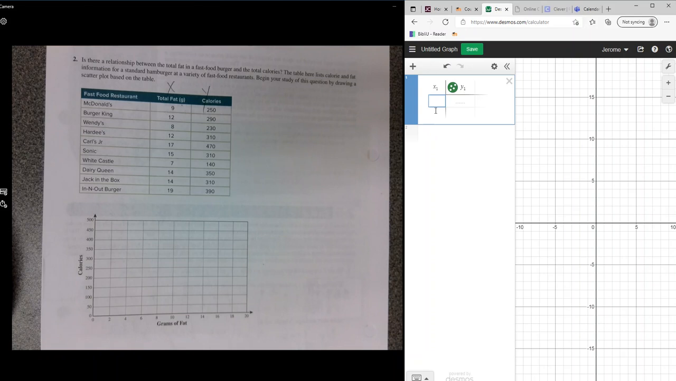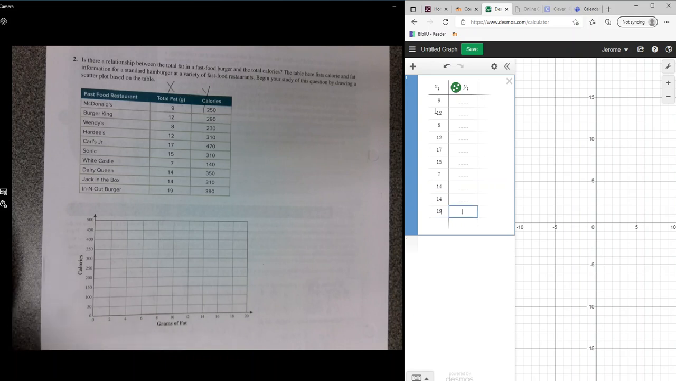So we're at the plus, and we'll go to the table. And then in the X, we'll type in all of the X values. So we had 9, we had 12, we have 8, 12, 17, 15, 7, 14, 14, and 19.